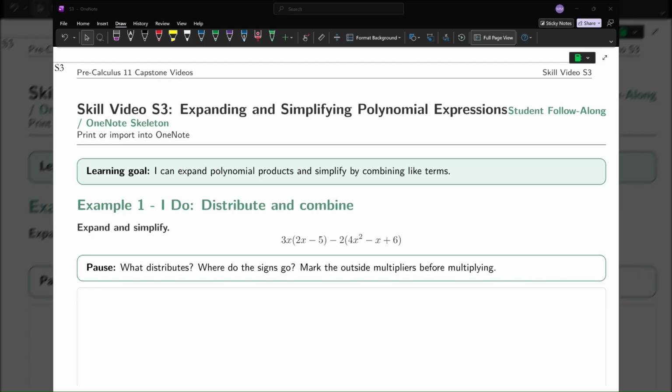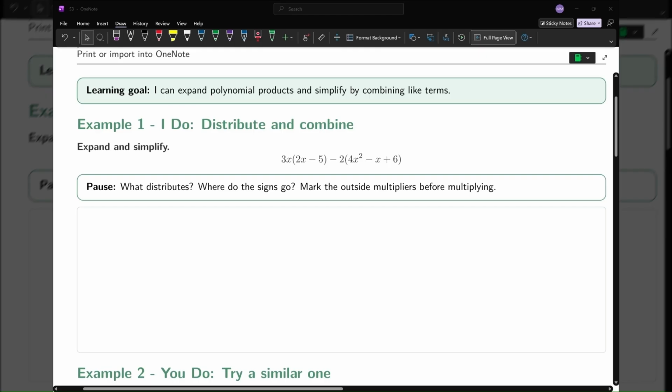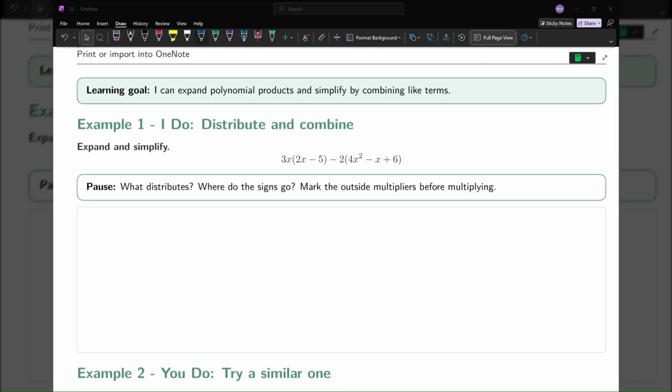So look at this first question. Just jumping in right here. So you have 3x times 2x minus 5, I'll just write it out as I'm going, minus 2 times this trinomial, 4x squared minus x plus 6. Okay, so expand and simplify. Now this one just straight up says, here's what I want you to do. So again, this is just going to be distributive property, right? Anything outside the bracket is going to need to multiply everybody inside.